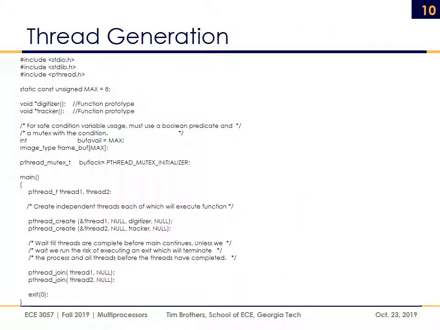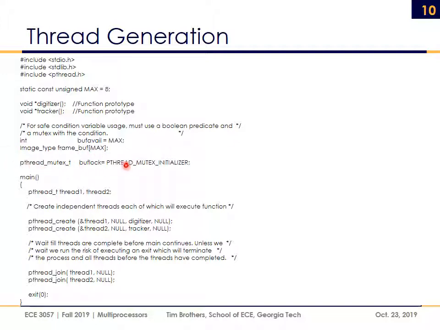So here is an example of a C++ application. The C++ application is going to create a couple of threads: one thread for the digitizer, thread 1, and one thread for the tracker, thread 2. These threads are pthread objects. We have a couple of variables. Buff available is going to be set to the max size to start off with. The max size is defined as a static max of 8. Image type frame buff is of the max size.